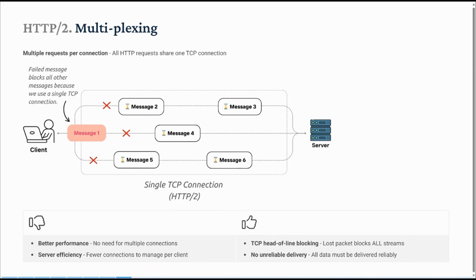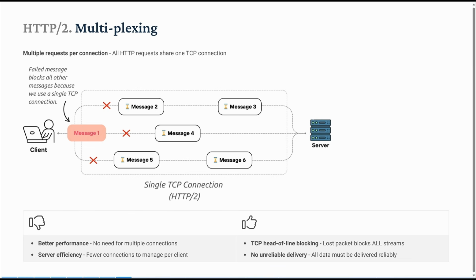There is also no unreliable delivery option in TCP. All data must be delivered reliably because that's how TCP works. TCP doesn't give you a choice. It will keep retransmitting lost packets until they arrive, even if your application would prefer to just move on to newer data. HTTP 2 is more efficient than HTTP 1, but for certain types of real-time applications, that efficiency comes at the cost of performance when network conditions aren't perfect.